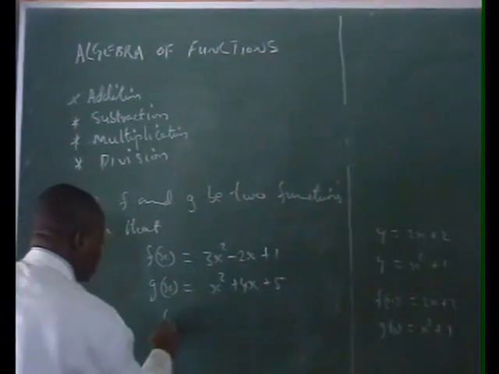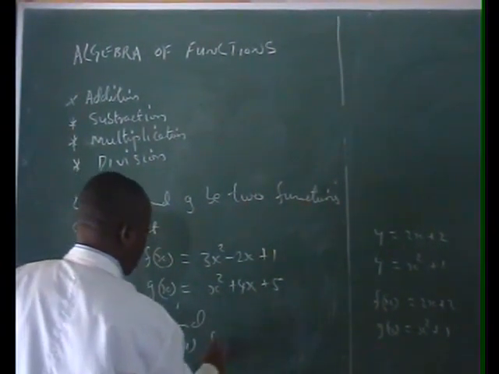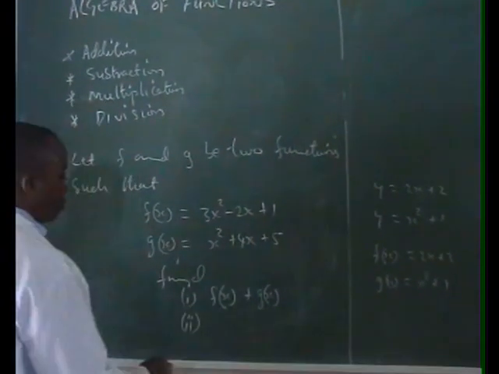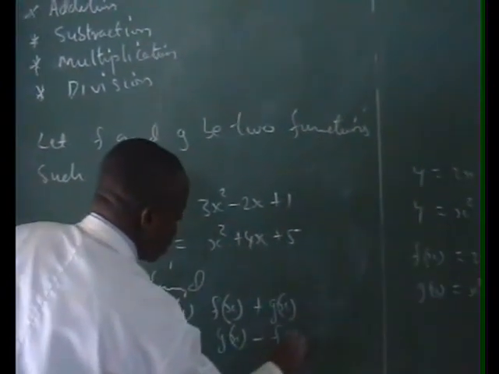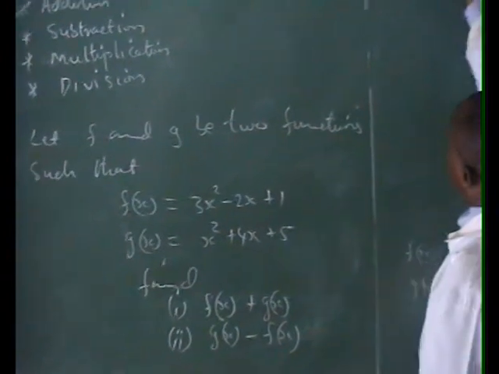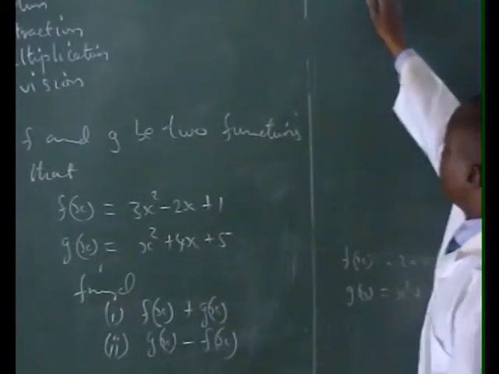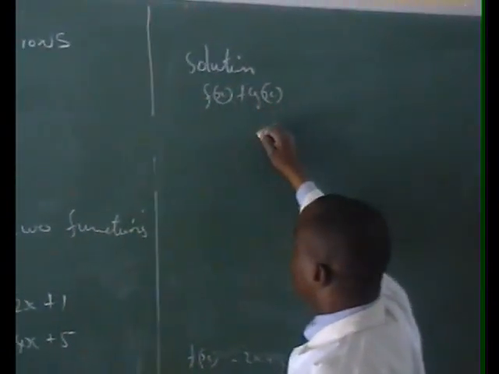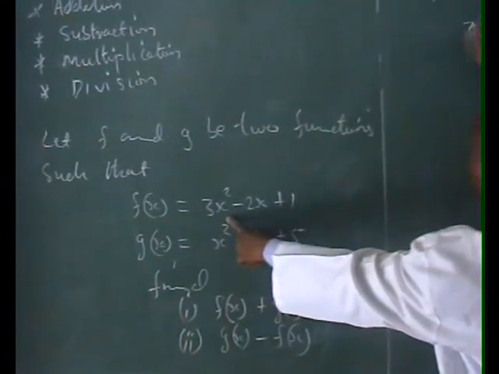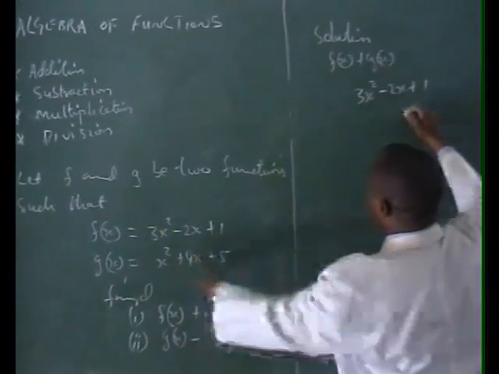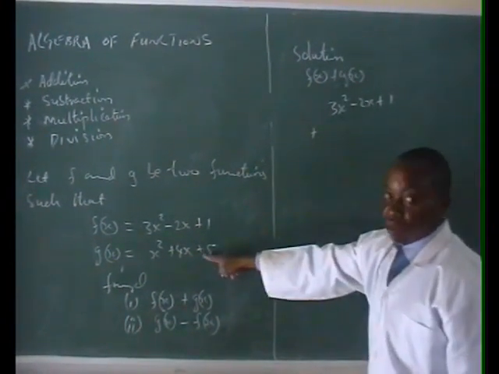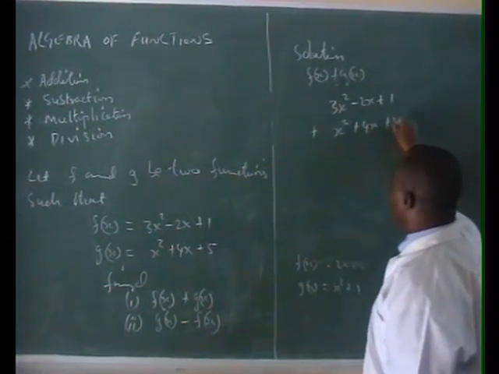Right. So we are going to find, number 1, f of x plus g of x. Number 2, we look at g of x minus f of x. Now let's take the solution. I: f of x plus g of x will be the same. You know, f of x is 3x squared minus 2x plus 1, plus, so we can use the form of adding real numbers, plus we put g of x, which is x squared plus 4x plus 5.